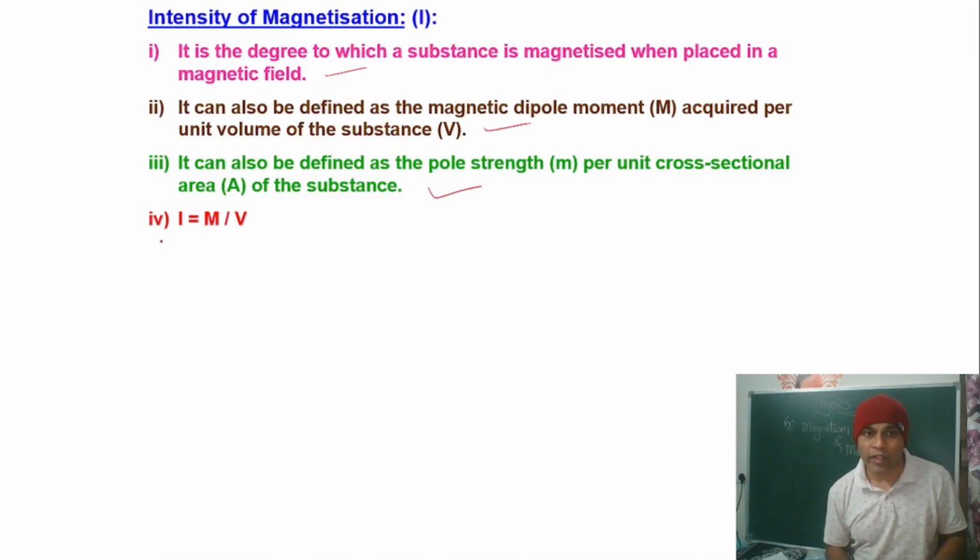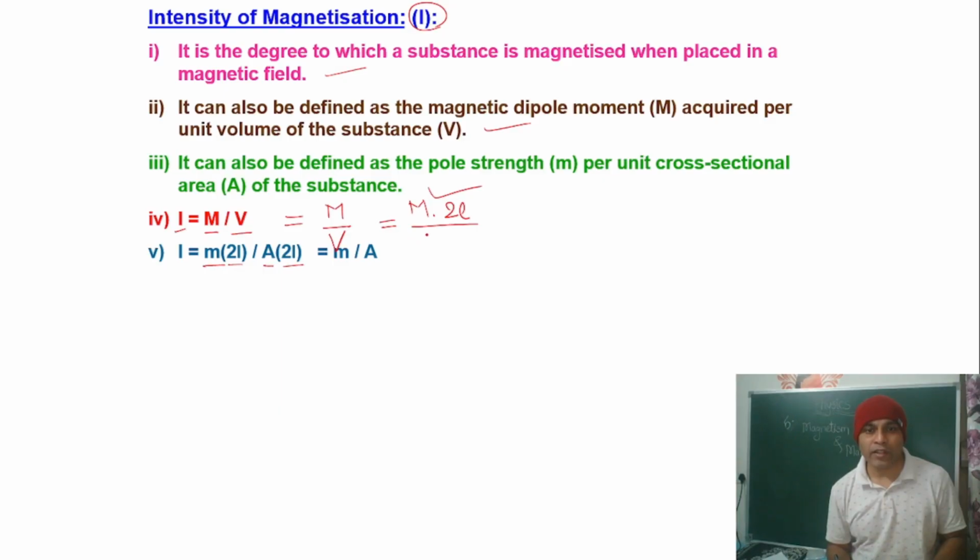So we can write the magnetization as I. I is equal to M divided by V, that is magnetic dipole moment divided by volume. And then next, I is equal to pole strength into length divided by area into length. The magnetic dipole moment is pole strength multiplied by 2L, divided by area into 2L.